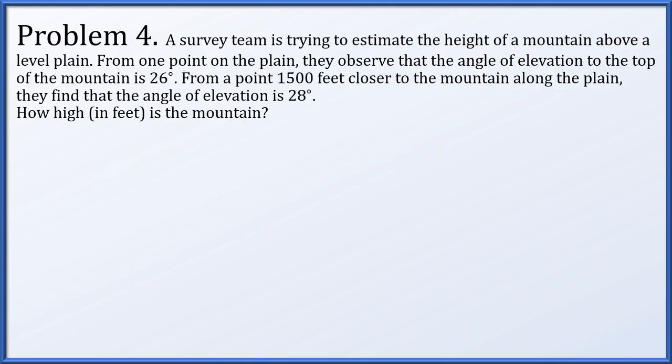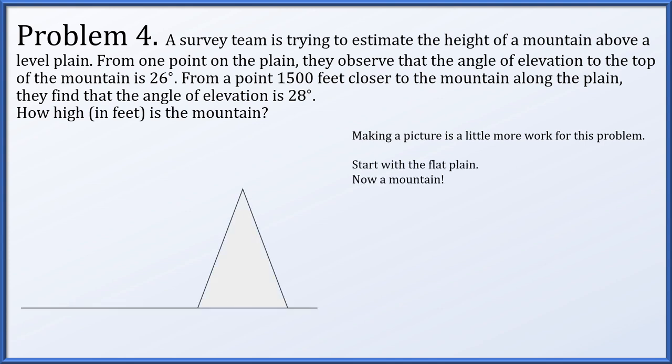Problem 4. A survey team is trying to estimate the height of a mountain above a level plain, and from one point on the plain, they observe an angle of elevation to the top of the mountain of 26 degrees. From 1,500 feet closer to the mountain, they find the angle of elevation is now 28 degrees. How high is the mountain? So the picture is going to be slightly more work than the previous examples. We start by drawing a flat plane and we put a mountain on it.